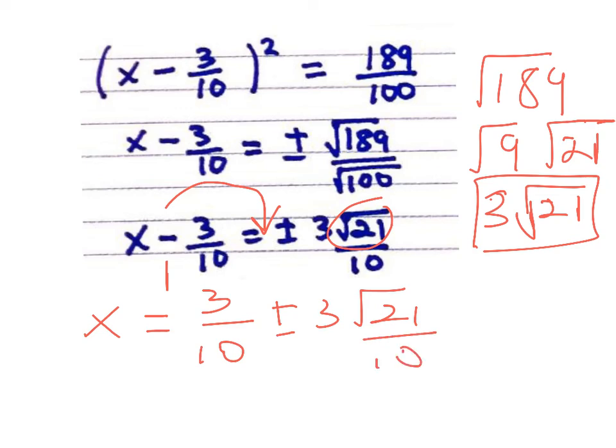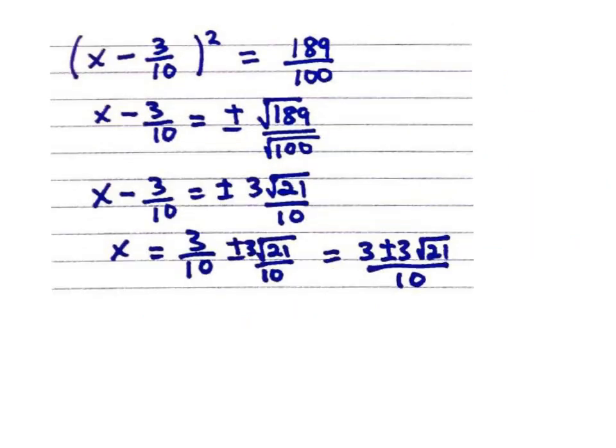That's what is coming on the right side over here. However, because you have 10 as the denominator for both, you can keep that denominator and add the numerators together: 3 plus minus 3 root 21 over 10, which you can actually separate into 2. Let's separate into 2, and that will be our final step.